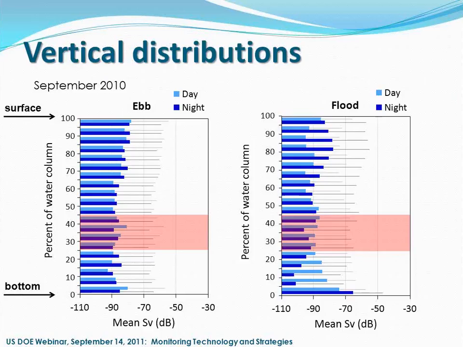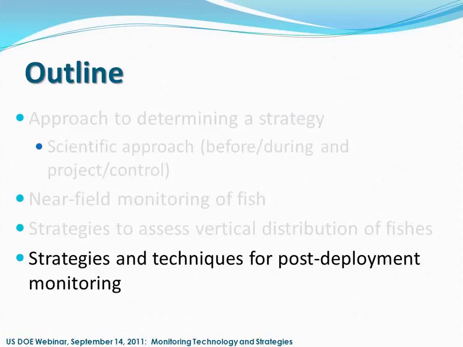and try to understand where fish are in the water column, day and night, ebb and flood tide, and in relation to the depth of the device. And this again is pre-deployment, but the red bar indicates where the device is expected to be deployed. Next. So with that, we hope that we'll have a greater understanding of the potential risk in that area of the water column to various different species.